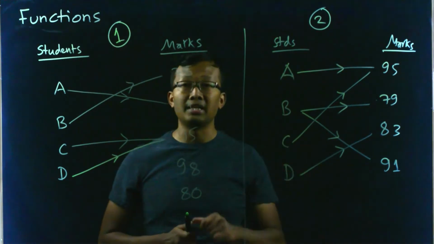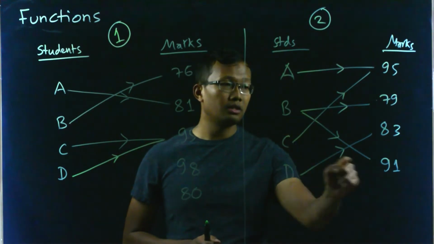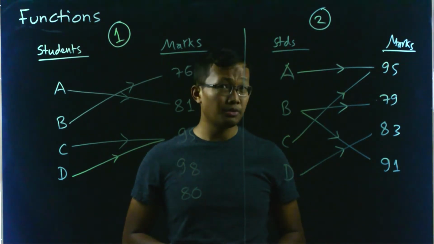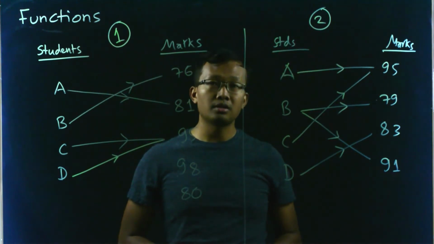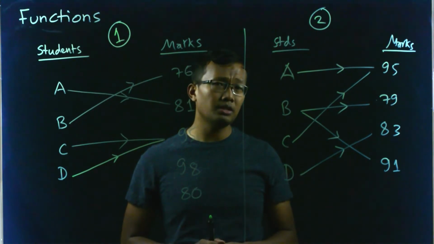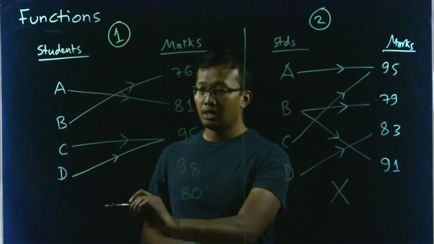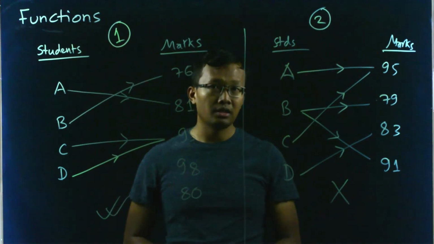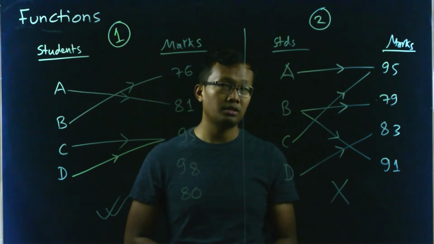But how about B? B got 79 and B got 91. Is this possible? Is it possible that a student can get two different marks in the same test for the same subject? It's not possible. So this is not a function. This example is an example of function, but this example is not an example of function.